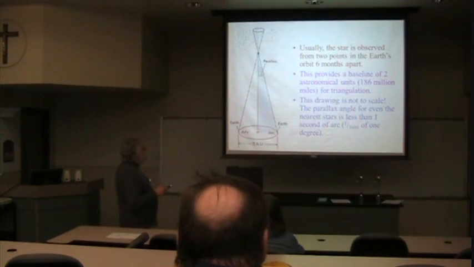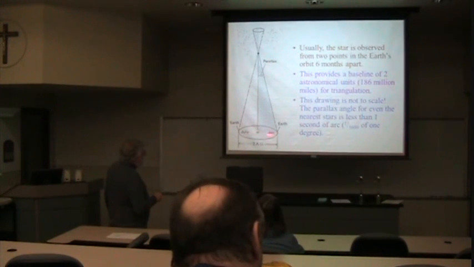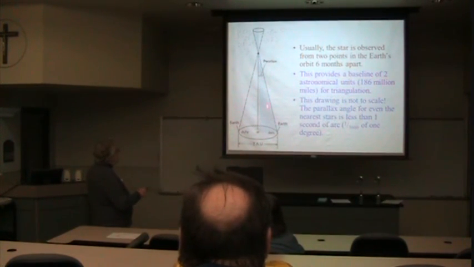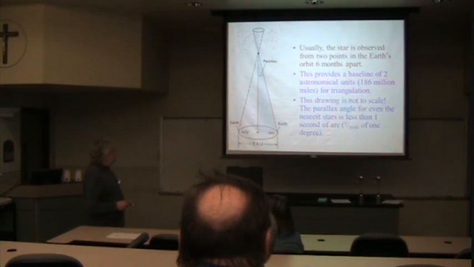Here's a calculation. If we have a baseline from, say, July to January in the Earth's orbit, it's 186 million miles. And this drawing is obviously not to scale. This looks like about 20 degrees here. For the nearest star, this would be less than 1/3600th of a degree there. So there's no way to draw that to scale because it'd all just be in that line.